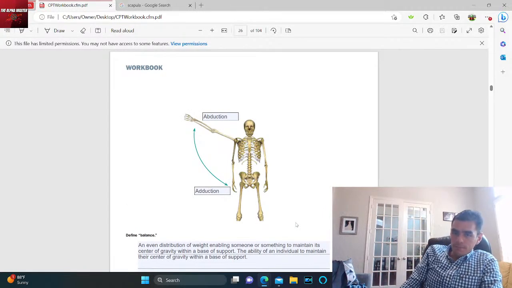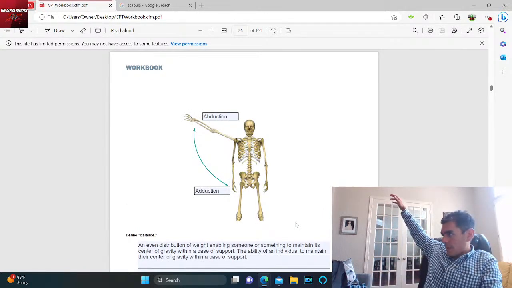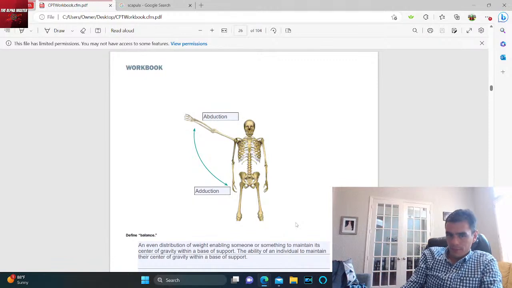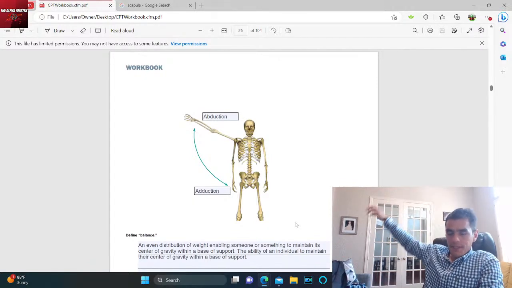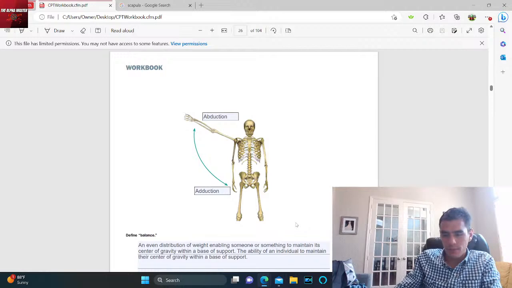Abduction and adduction. Abduction is away from the body, adduction is towards the body. That's vertical.